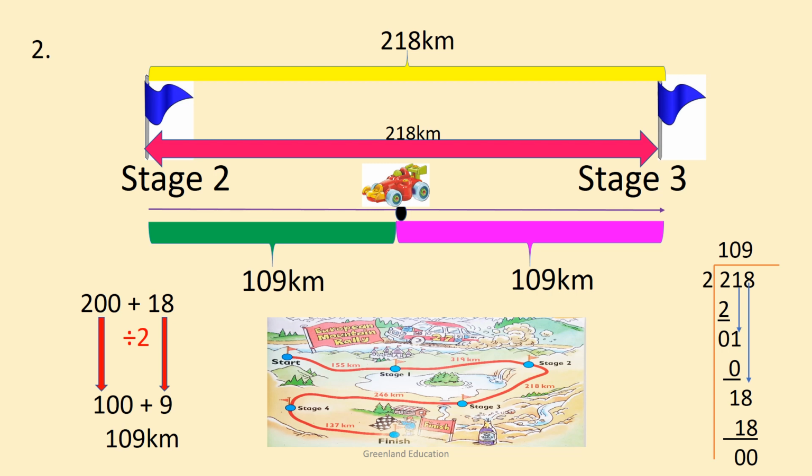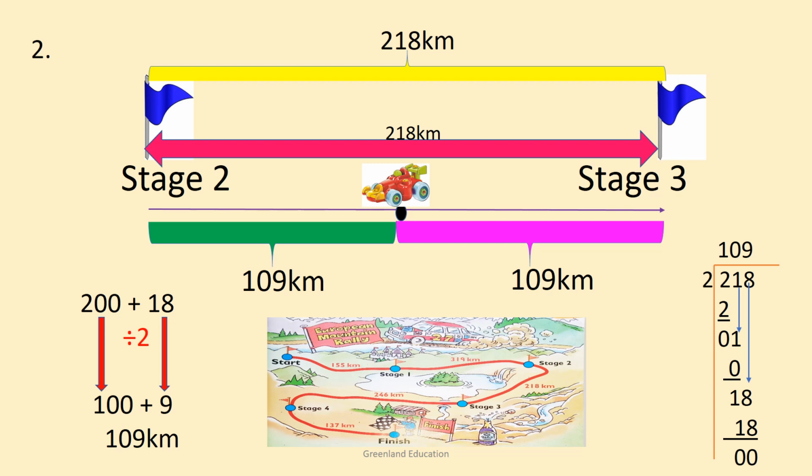The car is halfway between stage 2 and stage 3. In other words, the car is at the center between stage 2 and stage 3. You want to find the distance from stage 2 to car and the distance from car to stage 3. Children, if you look at your textbook, you can find the distance from stage 2 to stage 3 is 218 kilometers. I have shown it in yellow color. The total distance from stage 2 to stage 3 is 218 kilometers.